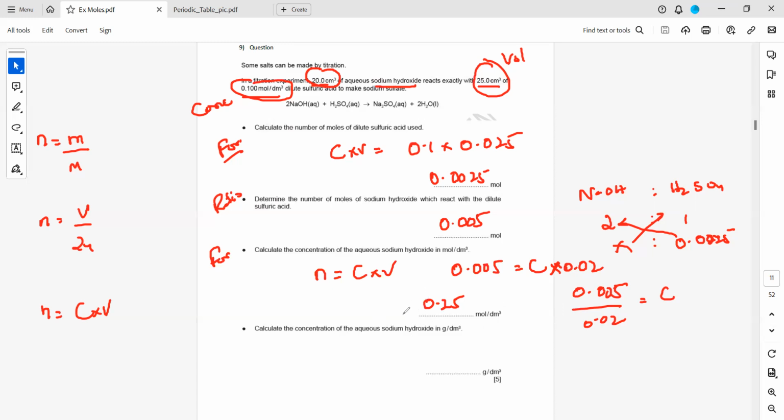And the last, it's a very common question you will find, sometimes they ask to convert the concentration from moles per dm cube to grams per dm cube. So if you want to convert the concentration from moles per dm cube to grams per dm cube, we multiply by the molar mass. So what is the molar mass of sodium hydroxide? You have to use the periodic table for that. Sodium is 23, oxygen is 16, and hydrogen is 1. So 23 plus 16 plus 1 makes 40. So this 0.25, which is a concentration in moles per dm cube, you multiply by the molar mass, which is 40. That will give you concentration in grams per decimeter cube. So 40 times 0.25, or 25% of 40, we'll get 10 grams per dm cube.